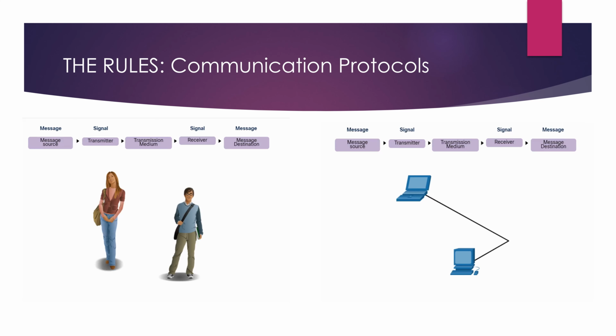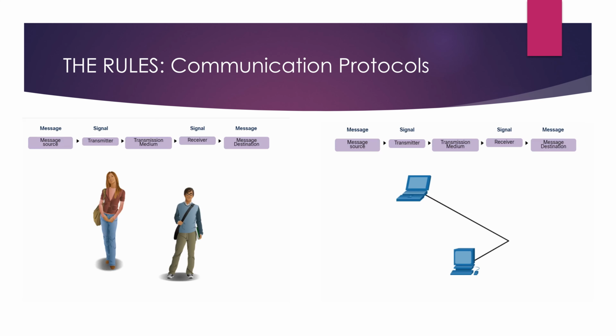In face-to-face communication, there are two persons that try to communicate with each other. In the network communication, there are two devices, a laptop and a personal computer, that will try to communicate with each other. And as you can see, the way they communicate is kind of the same. In both of them, there is a message that needs to be delivered, the source of the message, the destination of the message, the signals that will be transmitted, and the channel where the message will be delivered.